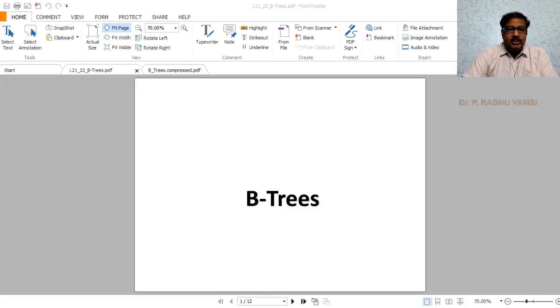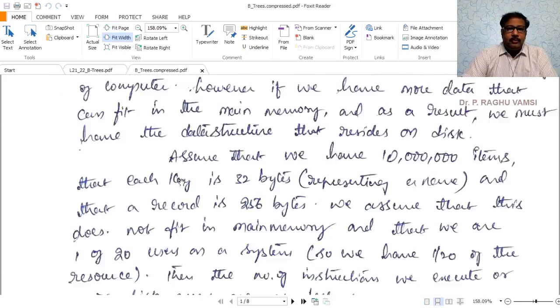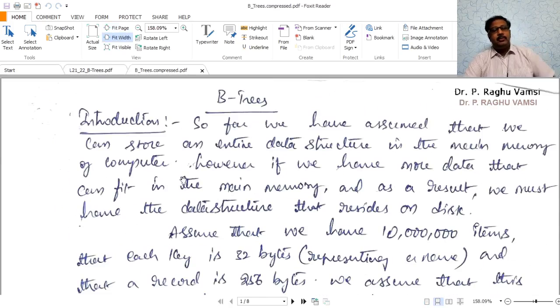So to make this B trees concept easier, I am moving on to my notes first. Anyhow, I have provided this in the link, and I have also provided it in the Google Classroom. You may download from that. The introduction to B trees is like this. I hope you are ready with the paper and pen.